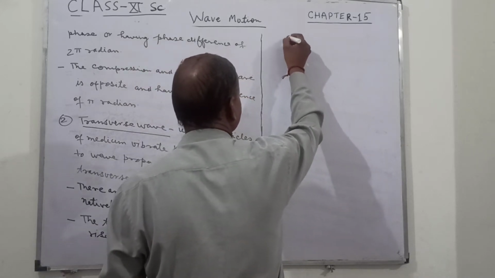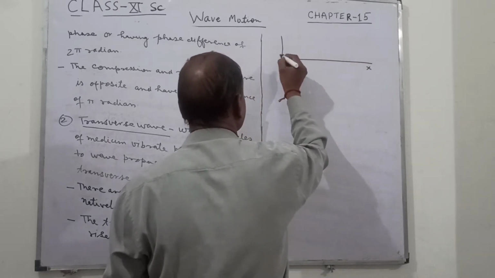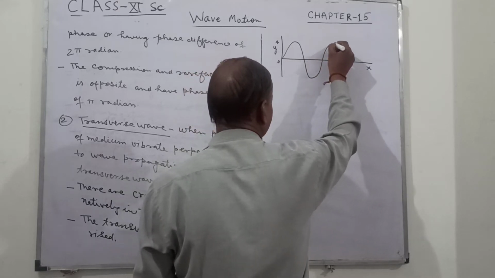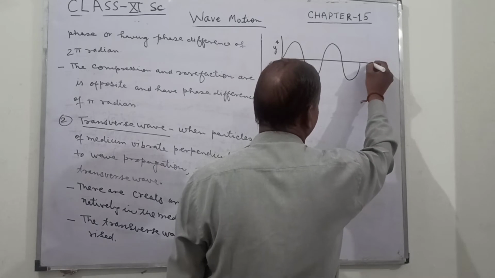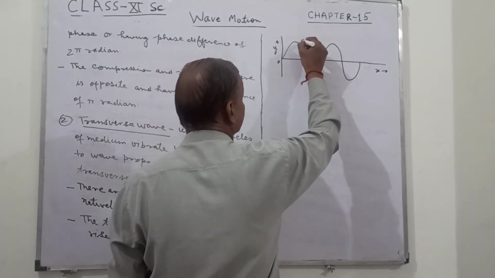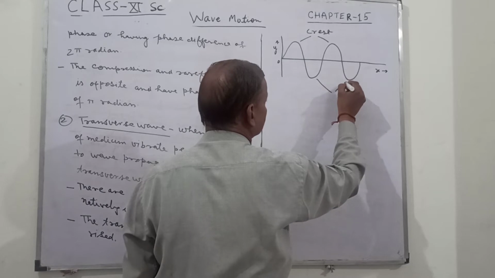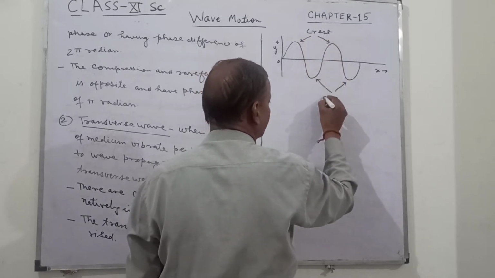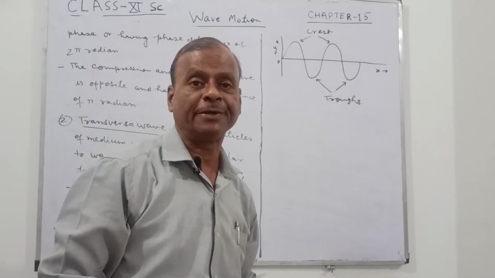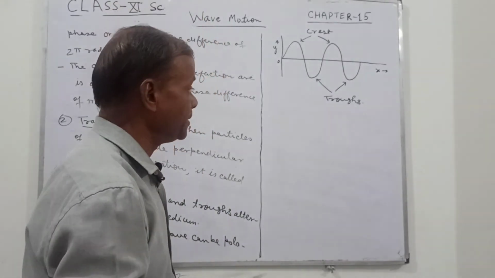So the graphical representation of these waves is of this kind. This is your x, 0, and here we take the y, and this is x. So now you can see that these two make the crests, and these are the troughs. Crests are the points of positive amplitude or positive displacement, and troughs are the points of negative displacement.